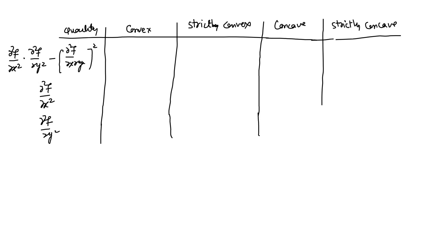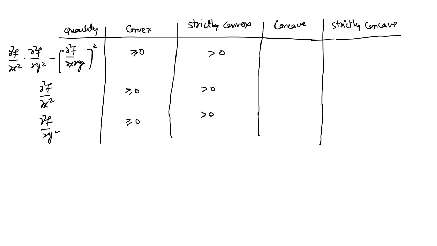We calculate all the values, and if rt minus s square is greater than or equal to 0, and this also greater than or equal to 0, this also greater than or equal to 0, then the function is convex. For strictly convex, we need greater than 0. If the values are greater than 0, then we say the function is strictly convex.